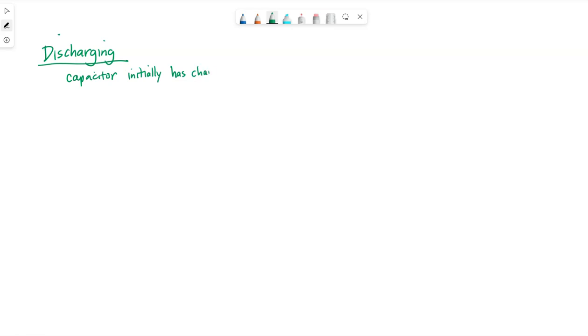has charge Q naught. So the capacitor has to have been connected to a battery for some period of time to start with this initial charge. But we disconnect the capacitor from the battery and we connect it across some sort of resistor.